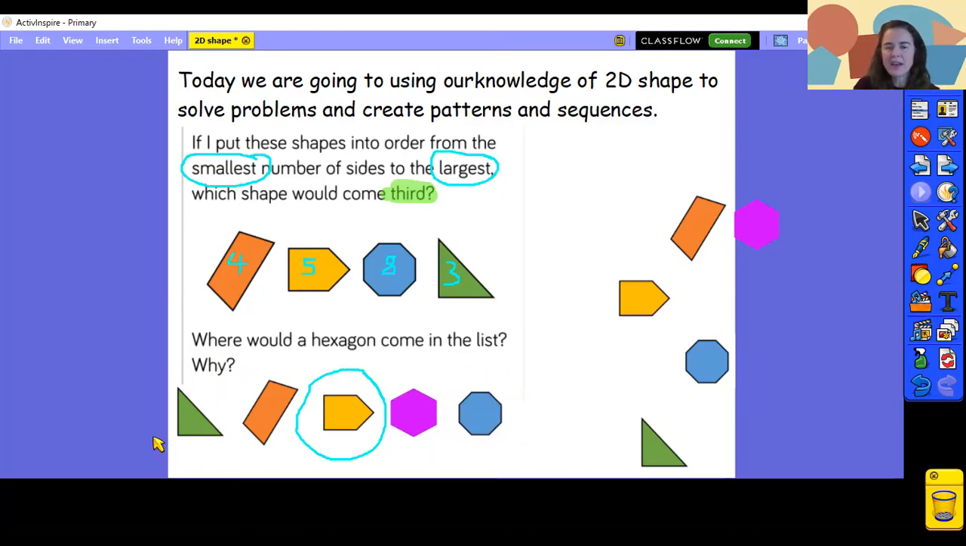The next challenge is to try and make this what we call a repeating pattern. So pop me on pause and now see if you can repeat this pattern. What would come after our octagon if we are repeating the pattern again? Pop me on pause and have a go and come back to me.